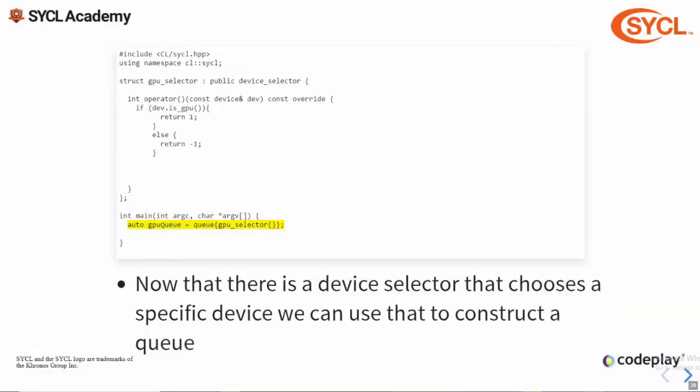Now that we have our device selector, to use it we can simply pass it to the constructor of the queue, and this will create a queue which will enqueue with the resulting device. There are a number of other ways to configure a queue, and we'll touch on some of these later in this lecture, but this is the most common.